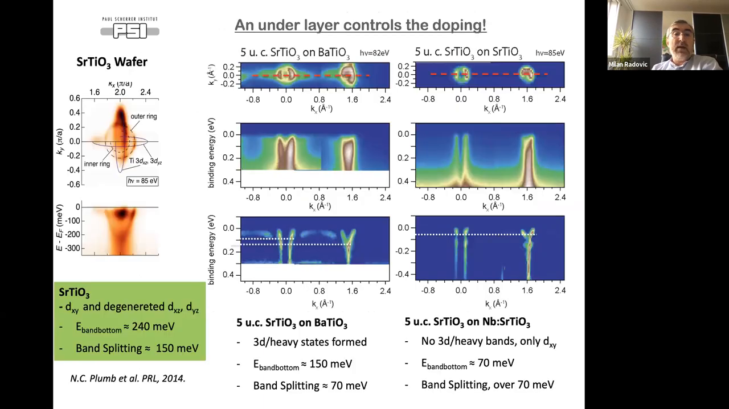Good. So there are also other ways how we do this. This is a little bit of a busy slide, but I will try to explain it. When we grow films, we also grow STO films on different types of substrate. On barium titanate, you immediately see that the splitting is now different, and these heavy bands, which we call here, are larger. When we have the same thickness of 5-unit-cell STO on STO, we don't have these heavy bands anymore. There is only this light dispersive band down. Some parameters are here. The band bottom is now 150, the band splitting is 70 millielectron volts. In this case it's 70 millielectron volts, and the band splitting must be over 50.